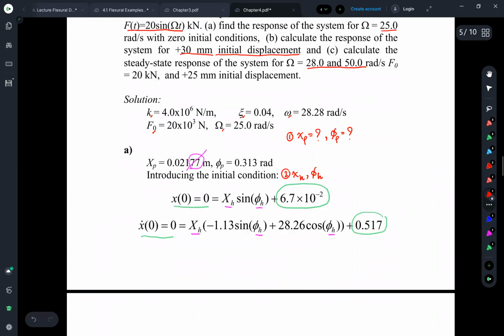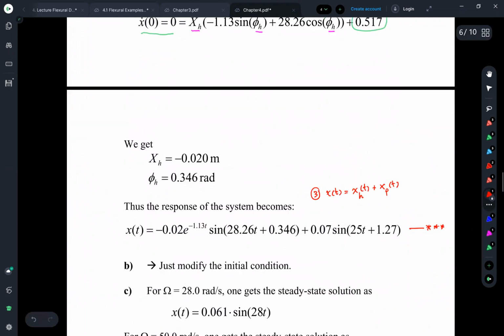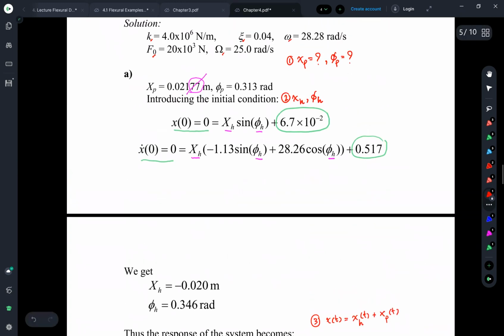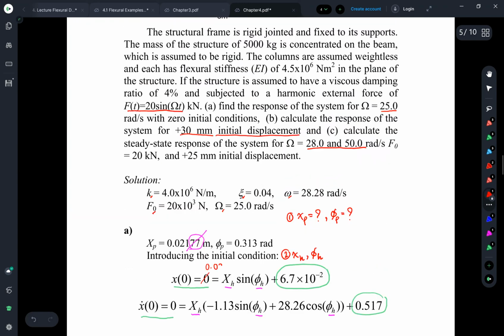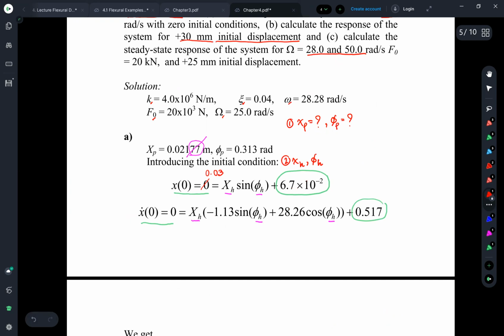Try it yourself. It's not so difficult. Just change the quantity here. I think this one we change to 0.030, okay, 3 centimeter is here, right? This one, the velocity is zero. The displacement is 0.03, and then you solve for xh and phi h again. That's it.